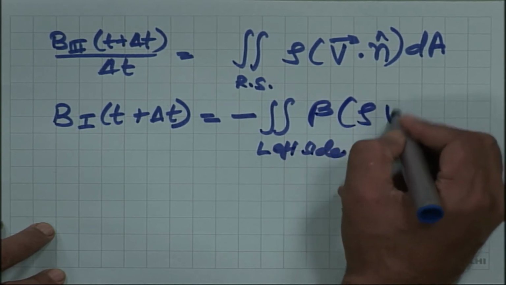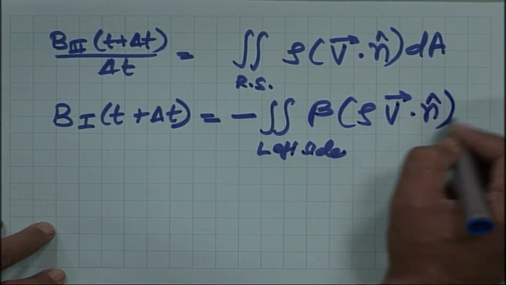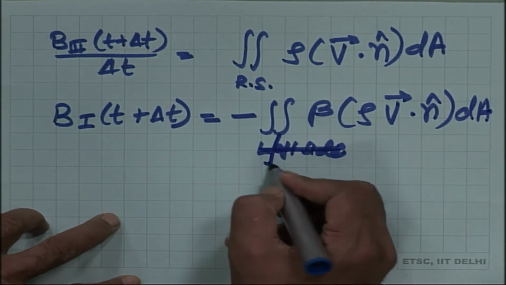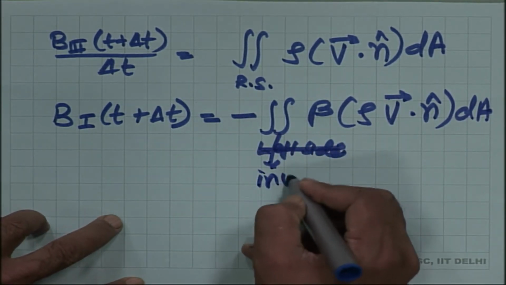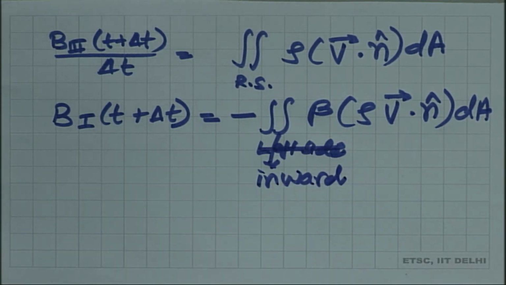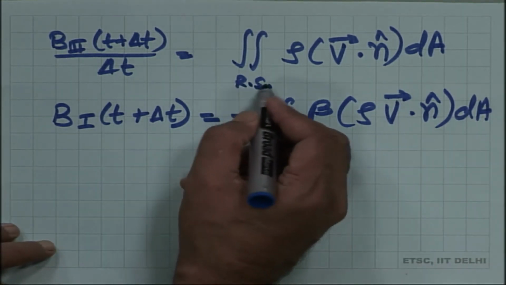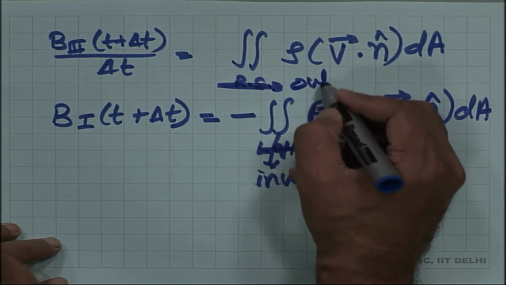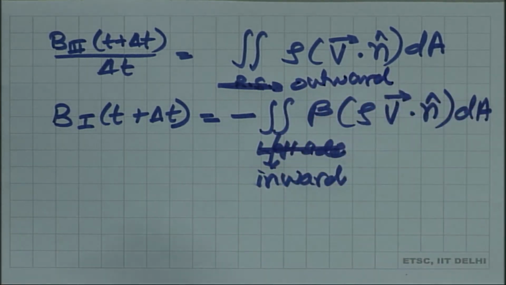of beta rho v dot n dA, and we can generalize. Instead of calling this the left side, we can say wherever there is an inward flow we have minus beta, and instead of the right side I will call this the flow wherever the flow is going out.